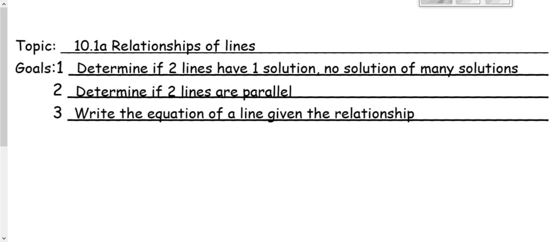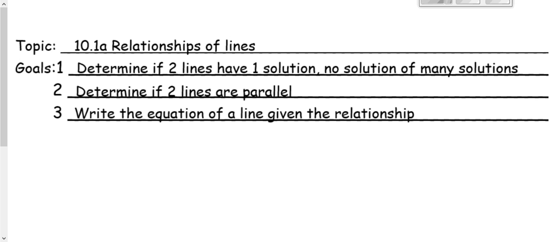In this lesson, we are going to talk about relationships between lines. And so we are going to look at two lines and talk about if they are parallel, if they're perpendicular. We're also going to talk about coinciding lines. And from that, determine if they're going to have one solution, no solution, or many solutions.